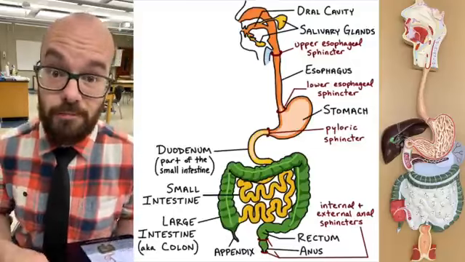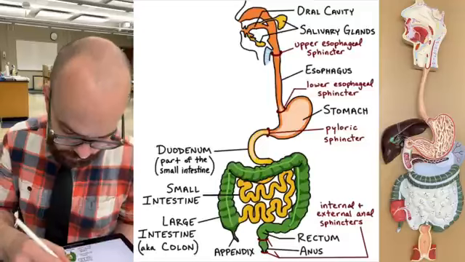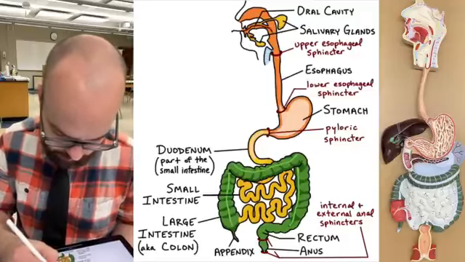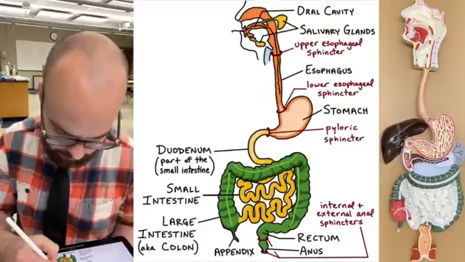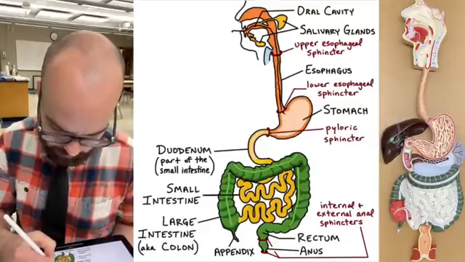So one thing I like to do is to trace the path through the body and see that it's just all connected and I can follow along with it. So let's do that real quick. Food's going to come in through the oral cavity. It's going to travel past those salivary glands down into the esophagus. It'll travel through the upper esophageal sphincter, through the lower esophageal sphincter.